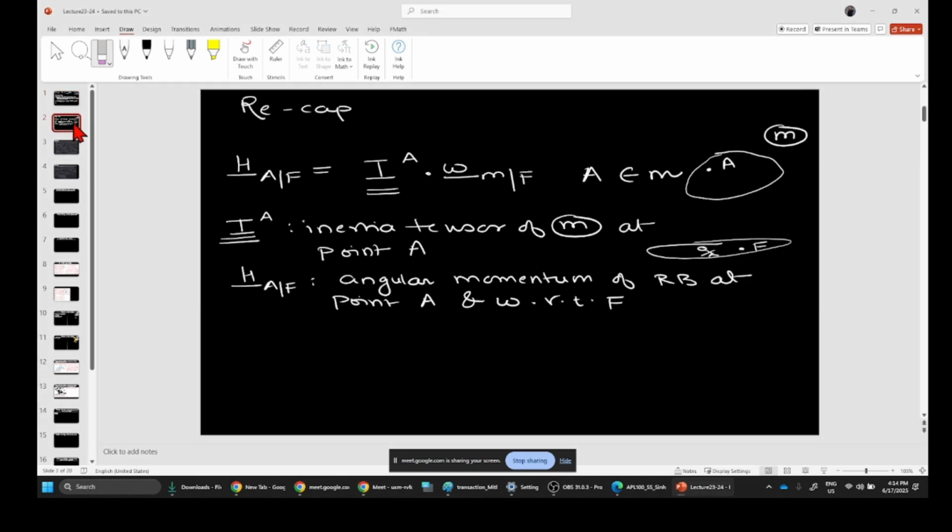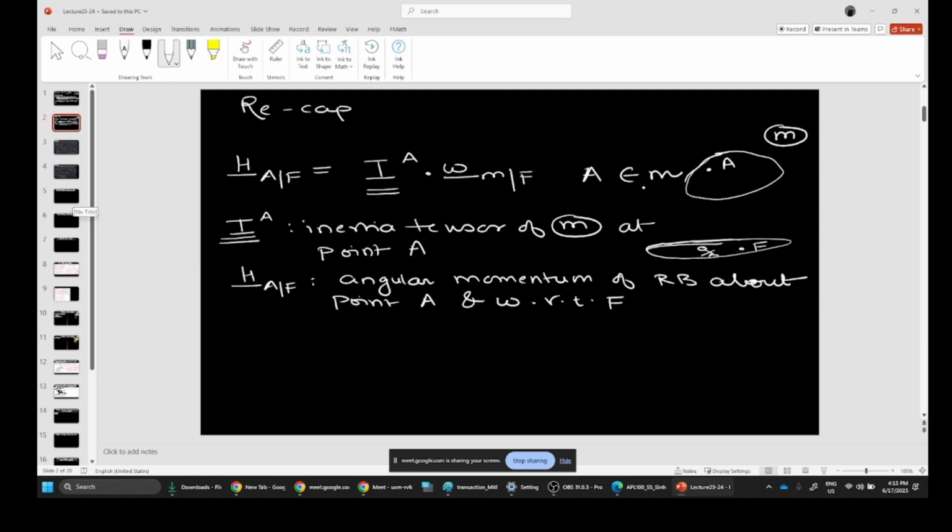So, last class we were having a look at this relationship between the angular momentum of a rigid body about a point A, and with respect to frame F. So this is the rigid body here, and this is the frame F.